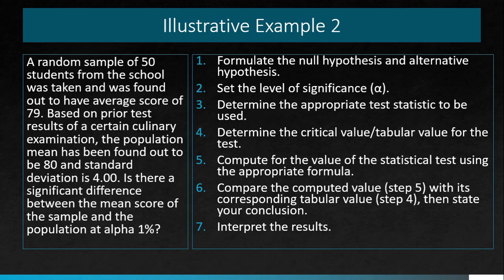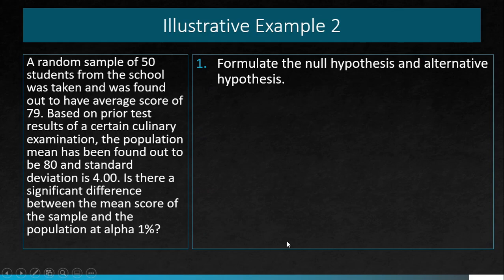And then for number 7, you will interpret the results. So let's start. First step is for us to formulate our null and alternative hypothesis. If we go back to the previous slides, one way for you to formulate your null and alternative hypothesis is to identify the problem. So the problem here is this one.